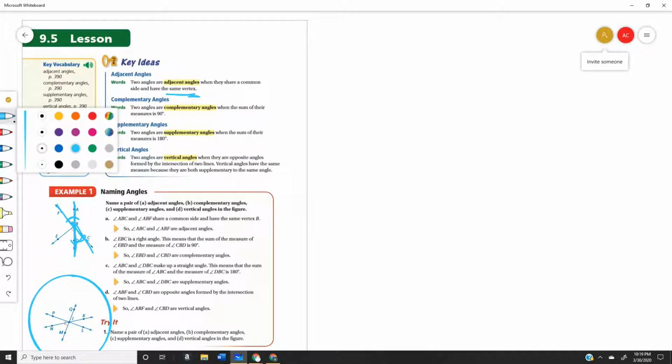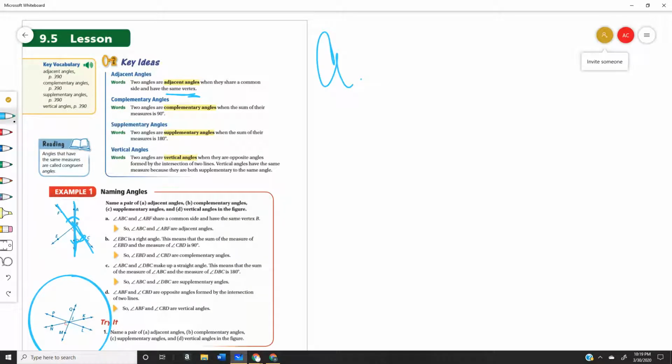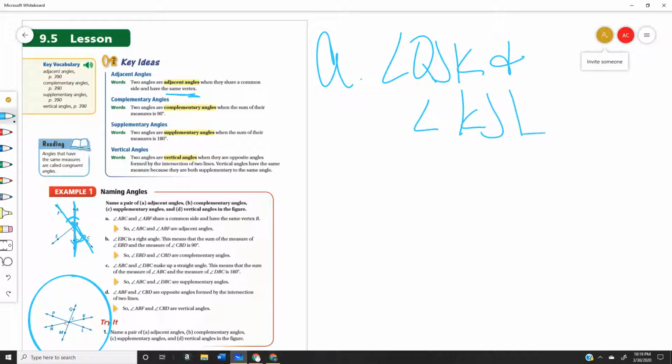Okay, so hopefully you paused and you came back. Let's look at the set of adjacent angles in this one. In A, we have a set of adjacent angles at angle QJK and angle KJL. So QJK right there and KJL right there. They're adjacent, they share a common side right here, and they share a vertex right there at J. Notice that J is in the middle of both of them.